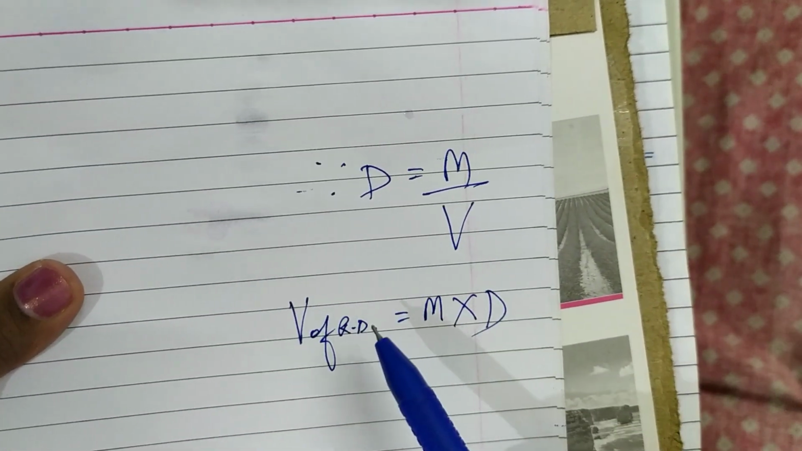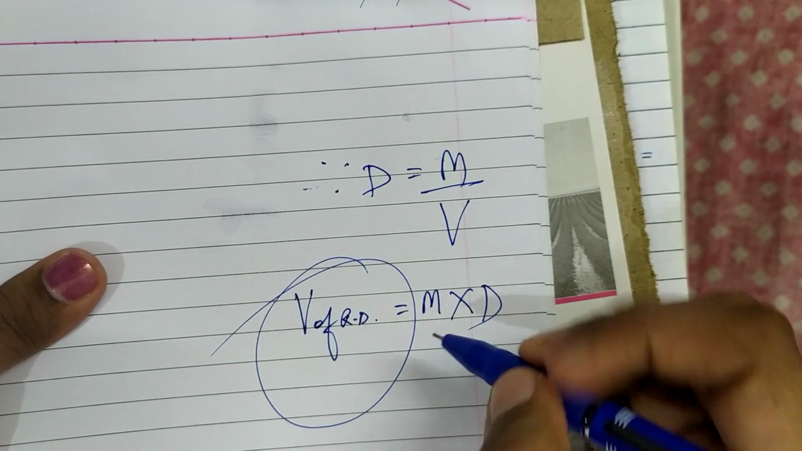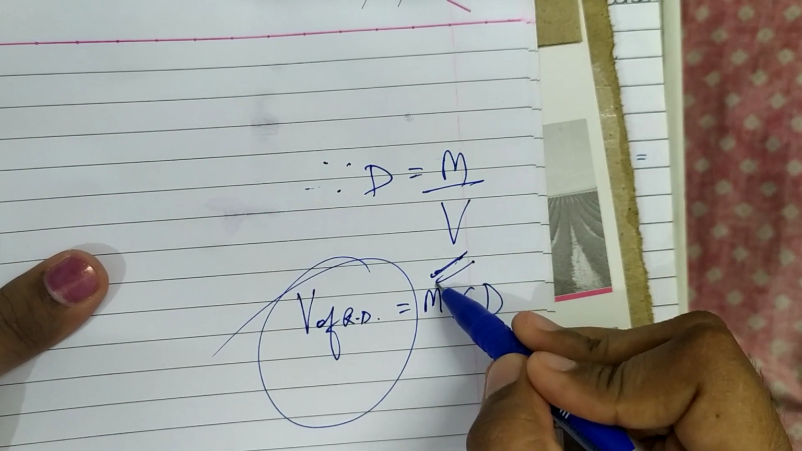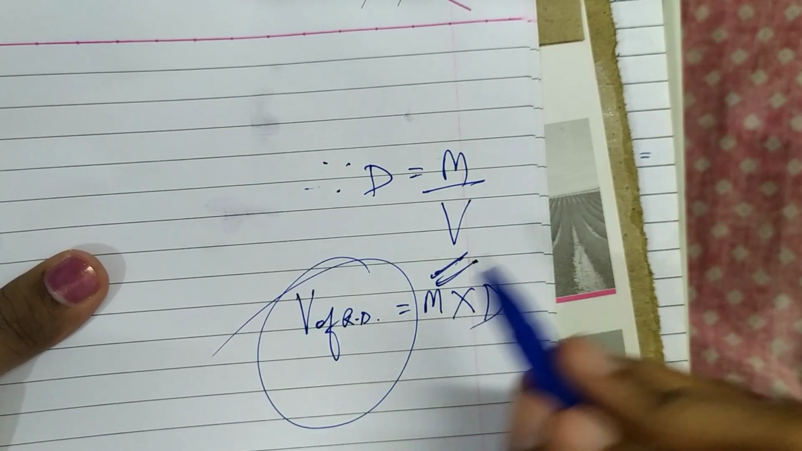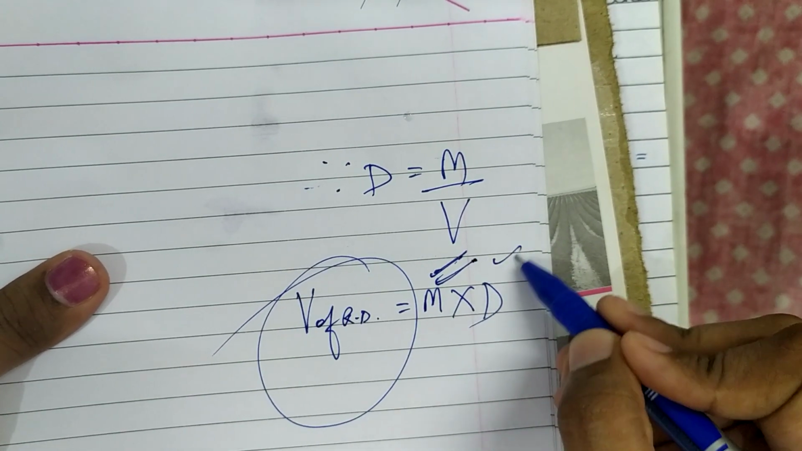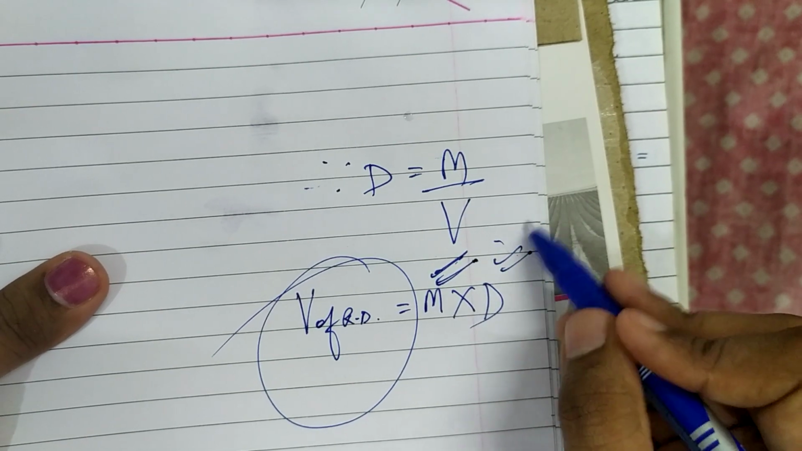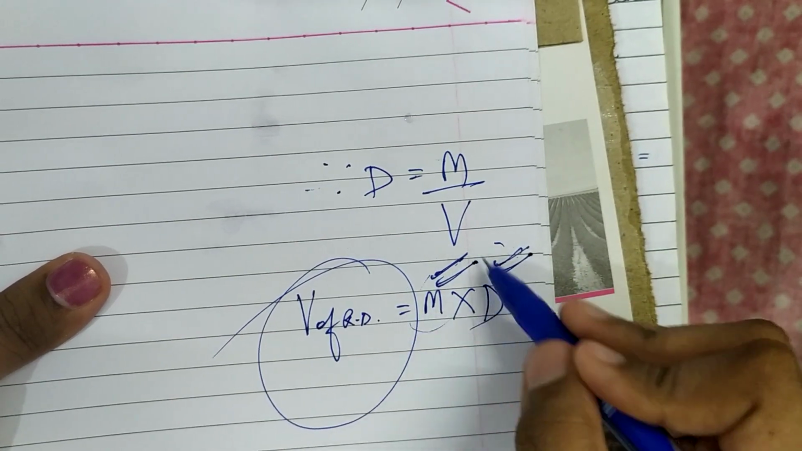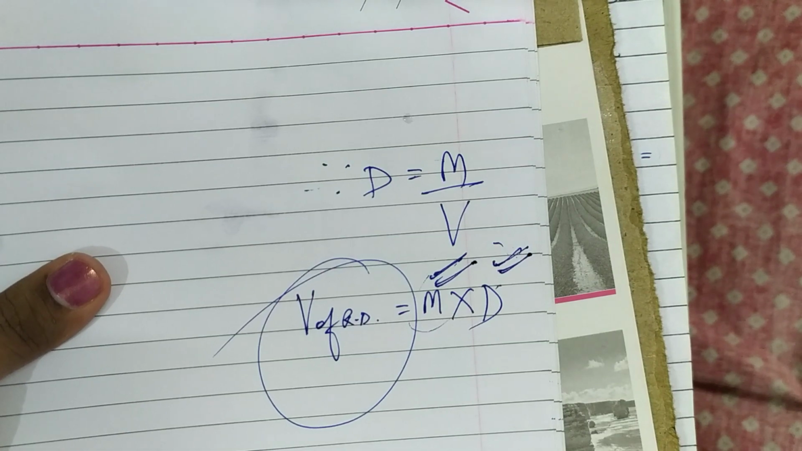So children, the volume of the RD bottle can be calculated in two ways. Either you take the mass of the liquid or you take the mass of the water. But we are not going to take the mass of the liquid because you don't know the density of the liquid. The density of the liquid is not given. So you cannot take the mass of the liquid for finding the volume of the RD bottle.